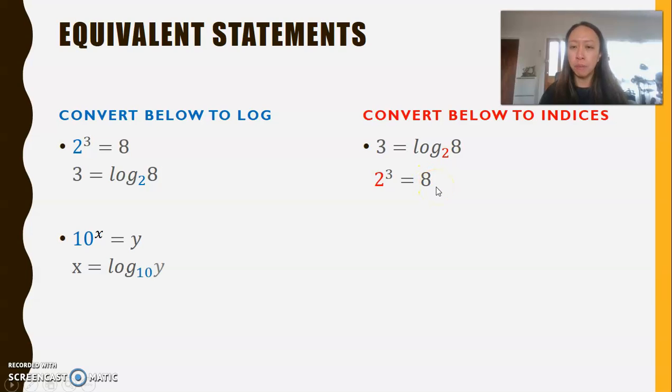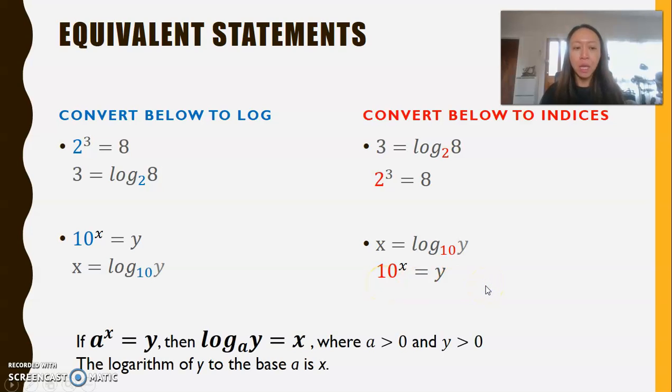We always have to bear in mind that it's the base number that's carried across the equal sign, but not the other numbers. So just to repeat, if x equals log 10, y, we know that the base number for log is 10, and therefore if we carry this across the equal sign, it's going to be 10 power x equals y. So we understand that if a power x equals y, then the logarithm of y to the base of a will equal x.